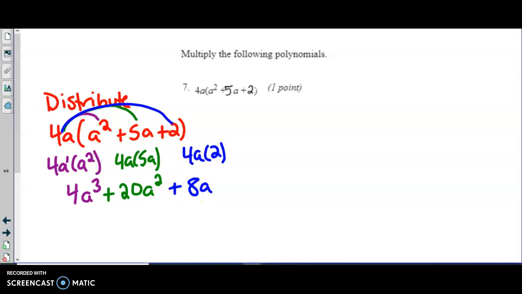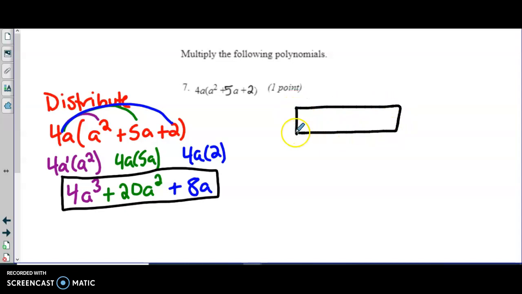And then I'm going to see if I can combine any like terms. I have a to the third, no other a to the thirds. Then I have a squareds with no other a squareds, and then I have plain a's. So none of those can be combined, so that is your final answer. If you wanted to do the box method here, it would be a 1 by 3 box with 1a on this side, and then you'd have a squared, 5a, and 2, and then you could fill it in that way.